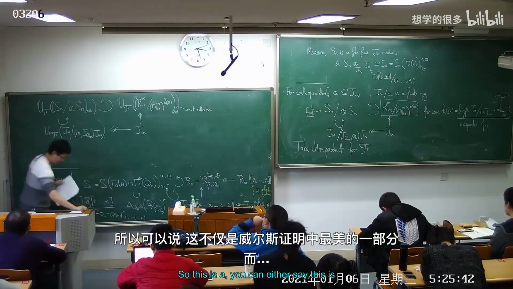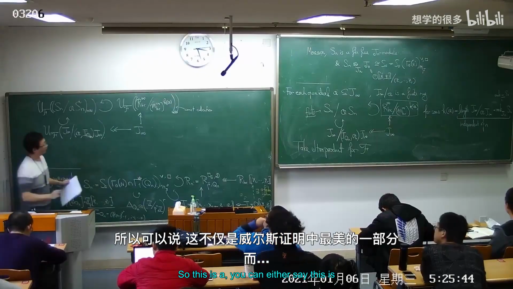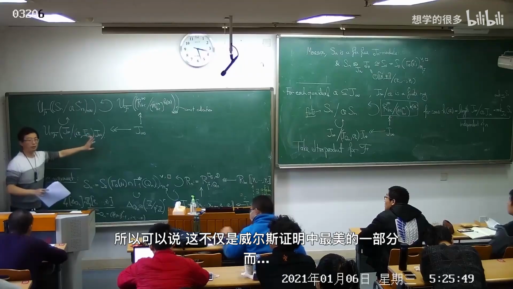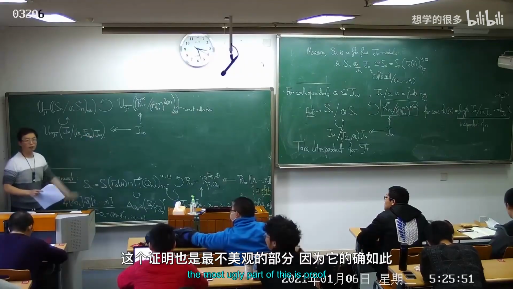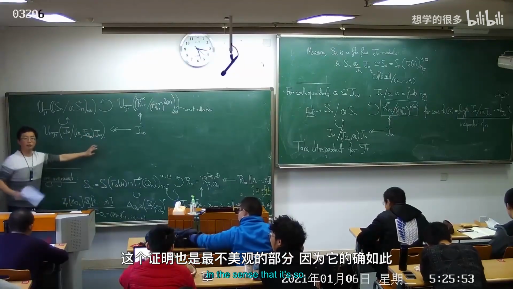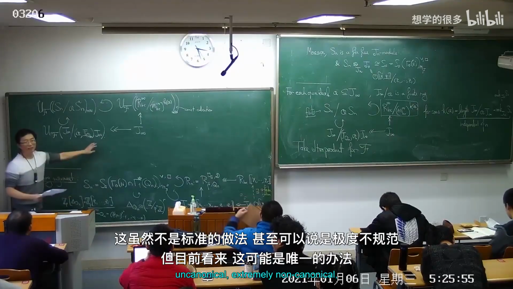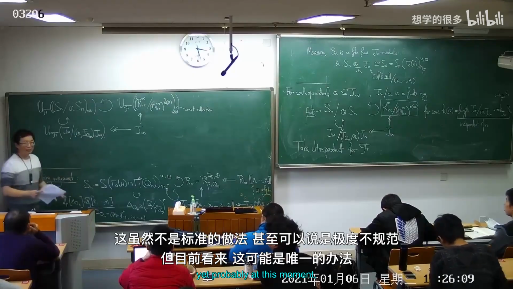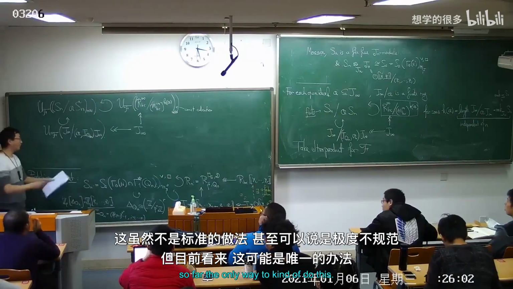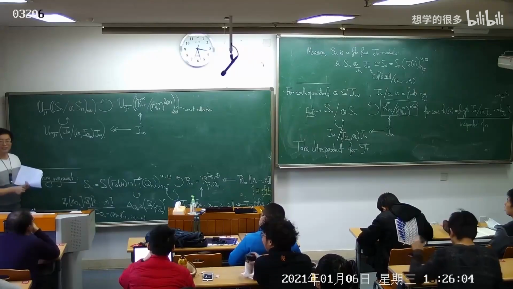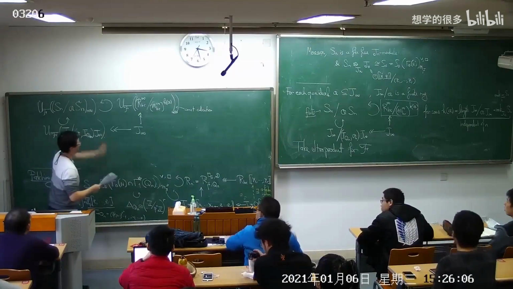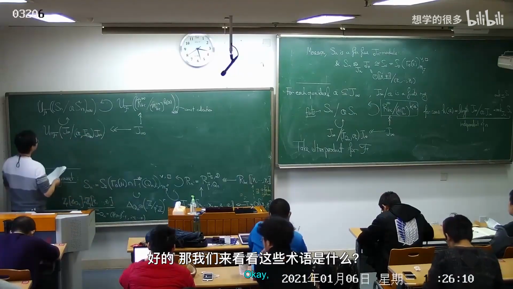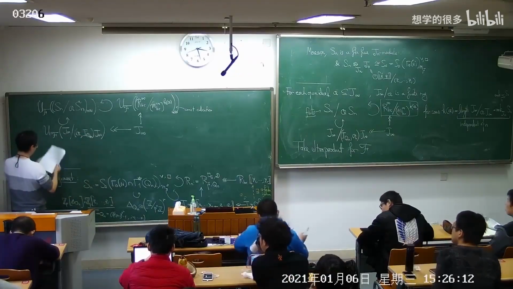You can either say this is the most beautiful part of Weyl's proof, and also the most ugly part of his proof, in the sense that it's extremely non-canonical. Yet at this moment, or at least so far, it's probably the only way to do this, and it works for everything. It works for every non-principal ultrafilter. Okay, so let's see what these terms are.